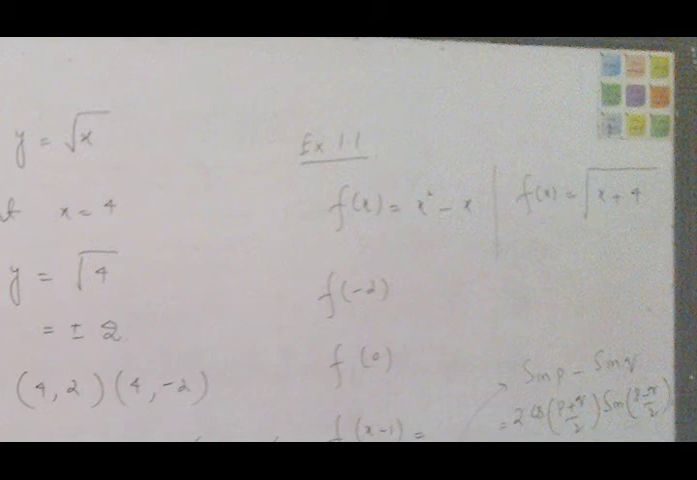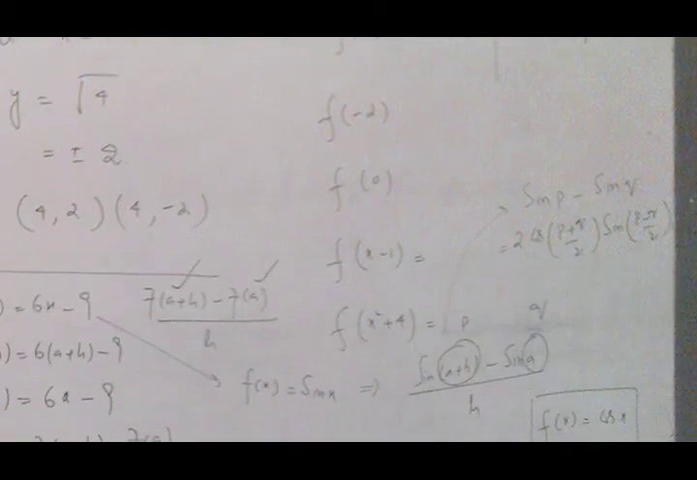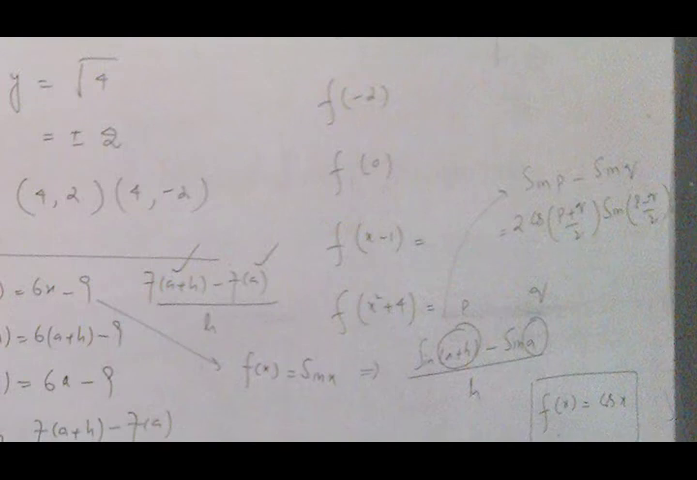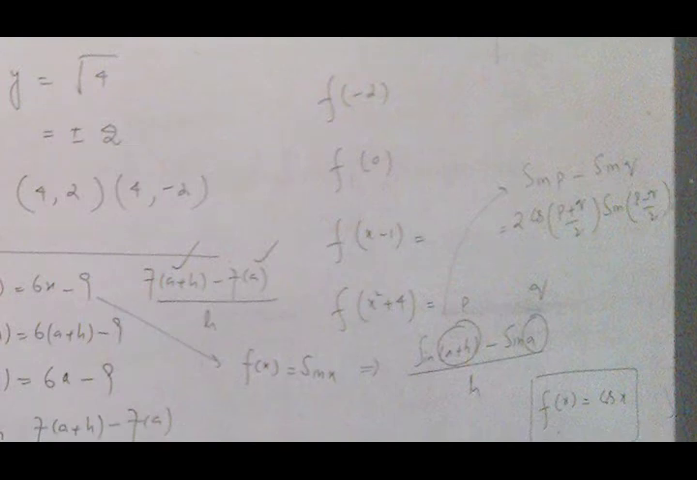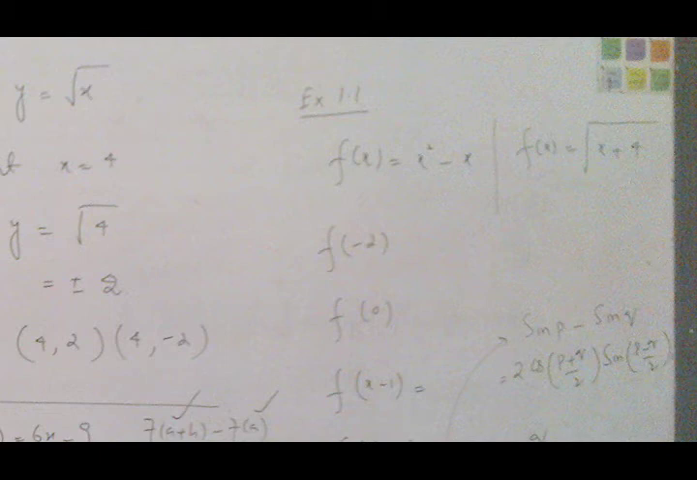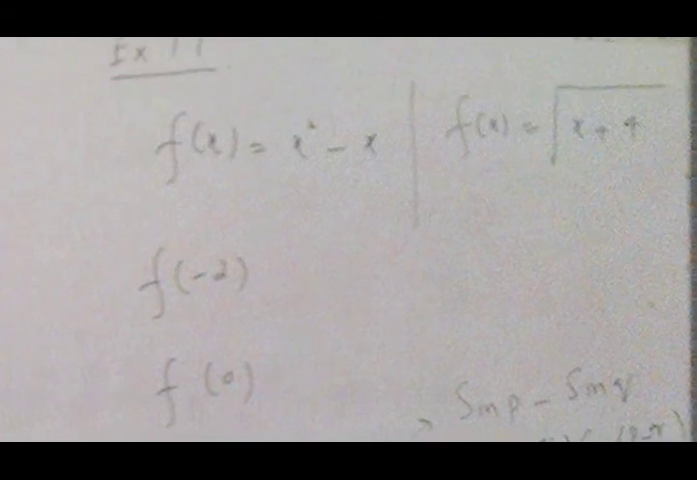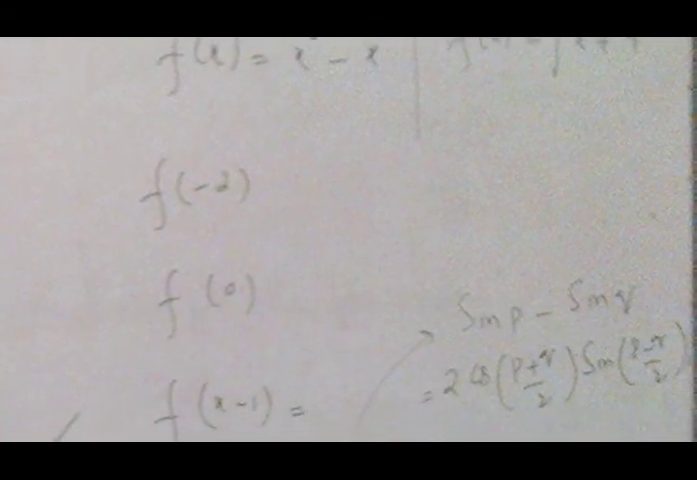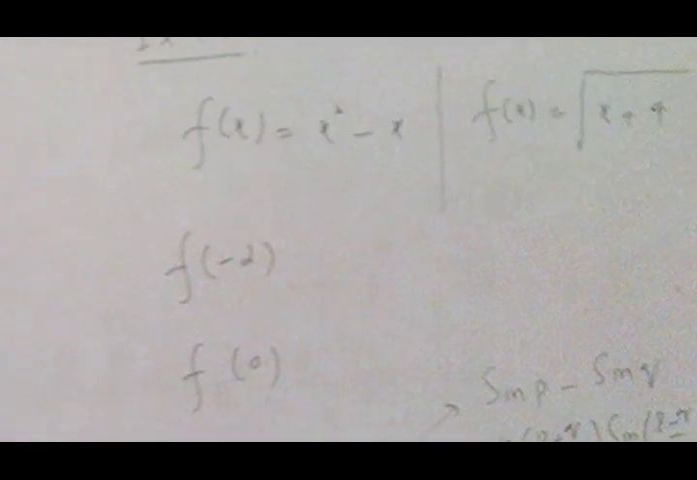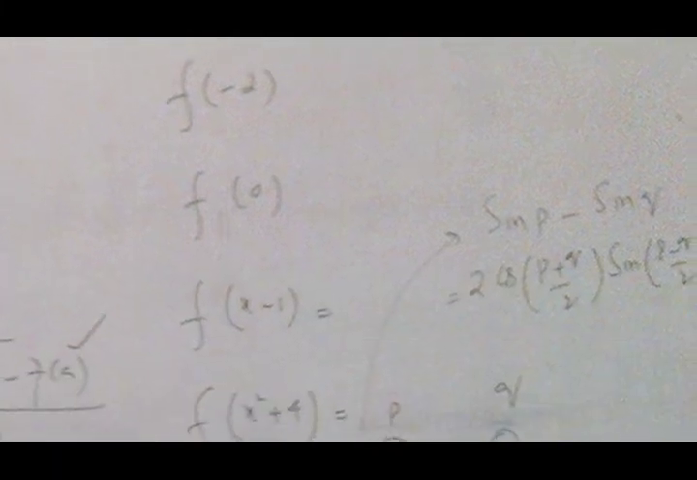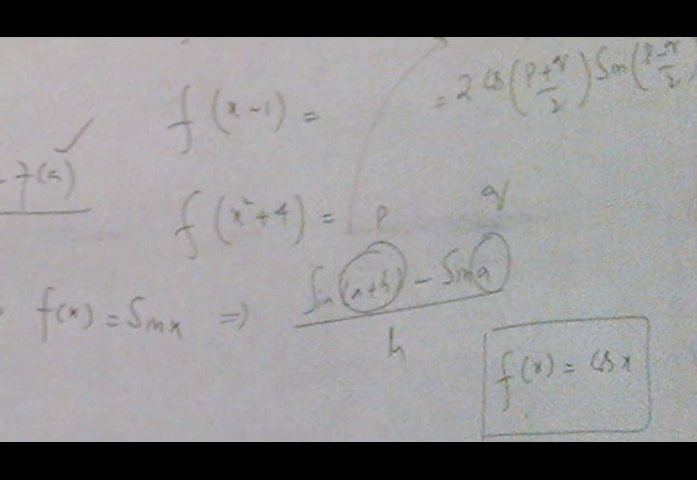Here we have f of x is equal to x square minus x, question number 1, and we want to evaluate the values f of minus 2, f of 0, f of x minus 1 and f of x square plus 4. Put these values in place of x to get the answer. Like the first example we studied in the last lecture, we put minus 2 in place of x and simplify, and same for 0, x minus 1 and x square plus 4.